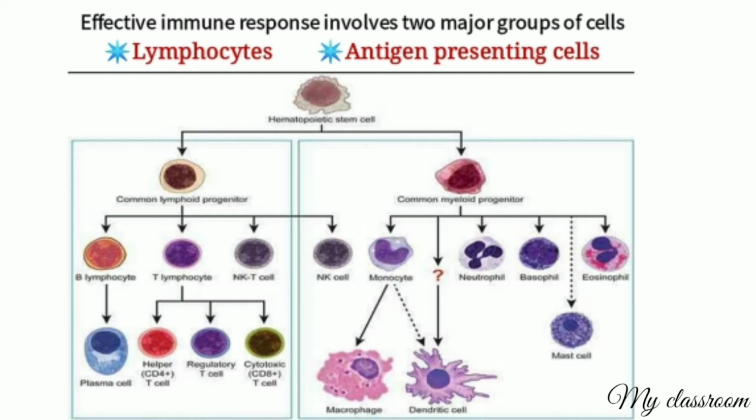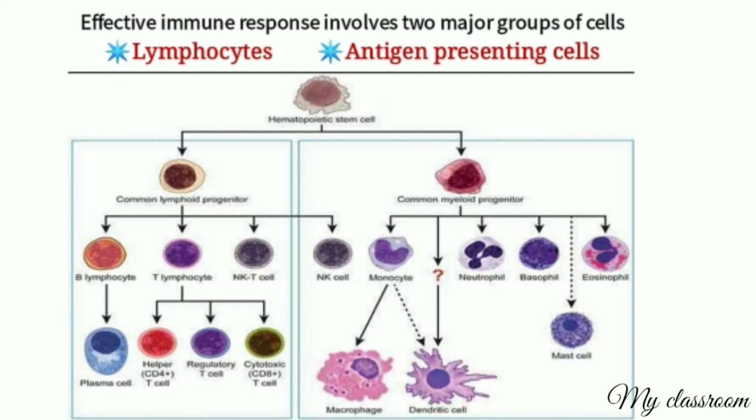All these cells are formed from the stem cells in the spongy portion of the bone marrow, that is the hematopoietic stem cells, which have so many lineages, that is the common lymphoid progenitor and common myeloid progenitor. Lymphoid progenitor gives rise to B lymphocyte, T lymphocyte, NK T cell, NK cell, that is natural killer cell. This B lymphocyte sometimes differentiates into plasma cells which produce antibodies.